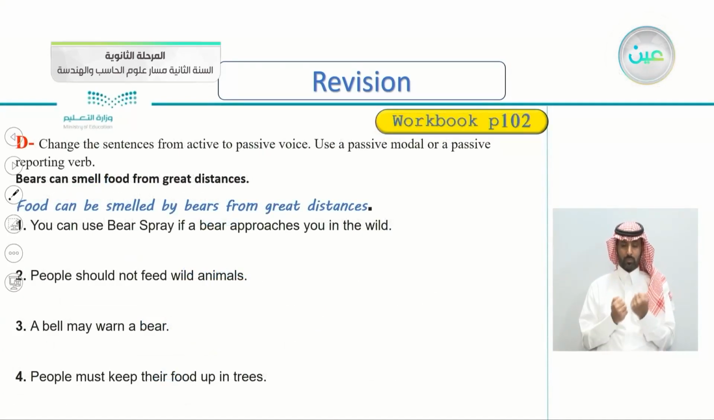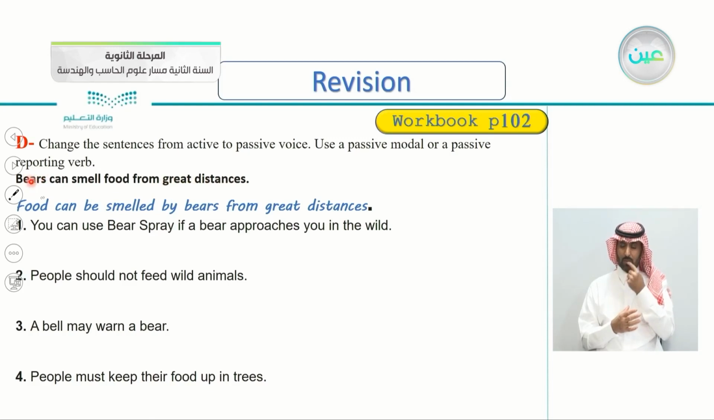Exercise D here, page 102. Change the sentences from active to passive voice. Use a passive modal or passive reporting verb. Again, we'll be rewriting. Change the sentences from active to passive. So we'll be changing from active to passive voice. Use passive modals or a passive reporting verb, just as we studied before. Bears can smell food from great distances.